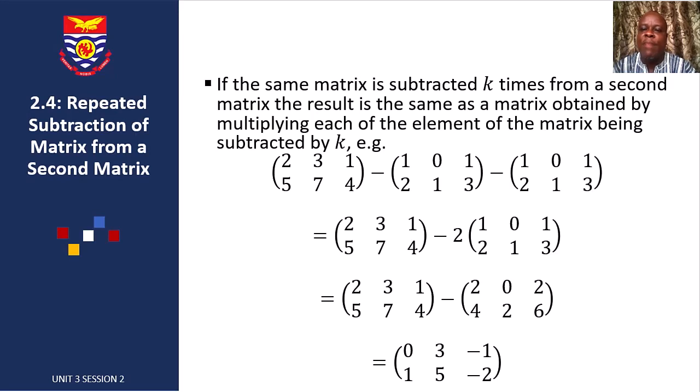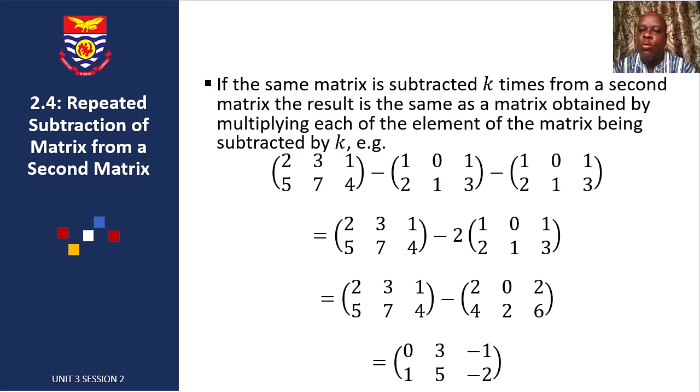You don't have to subtract it and subtract it again. All you have to do is to use the scalar 2 because you are subtracting it 2 times. So you use the scalar 2 to multiply that matrix. And then you now subtract that answer from the first matrix from which it is being subtracted. So we have 2, 3, 1, 5, 7, 4 minus 2 times 1, 0, 1, 2, 1, 3. So we repeat the first one. Then when we use the scalar to multiply, we know it must multiply each of the entries. So we have 2, 0, 2, 4, 2, 6.